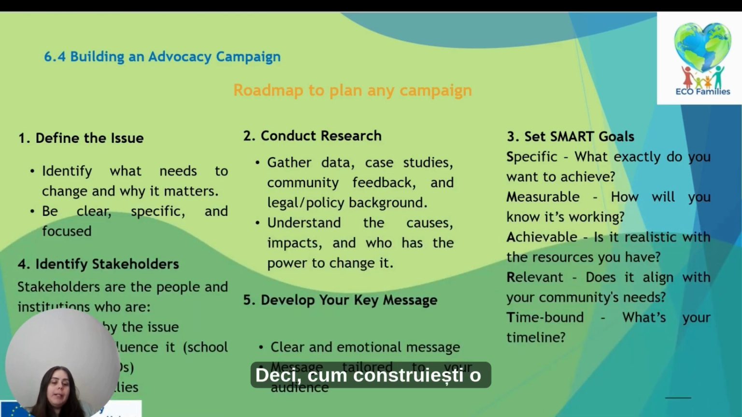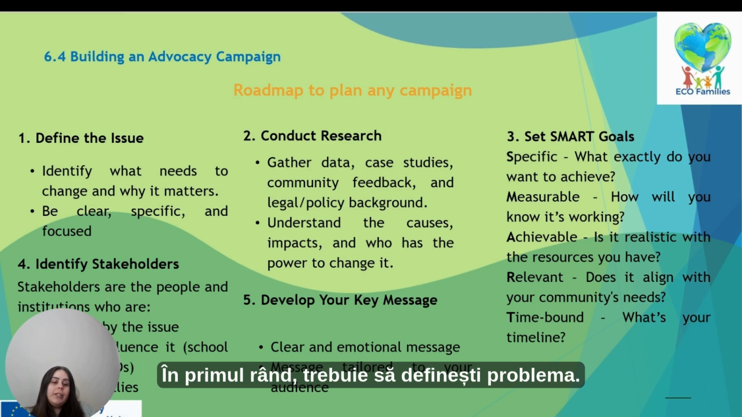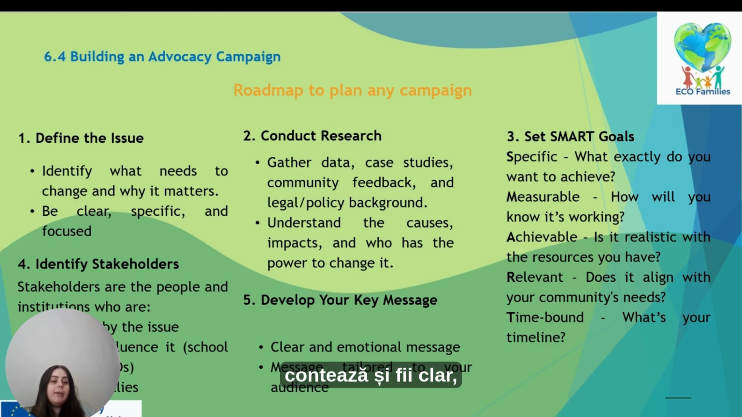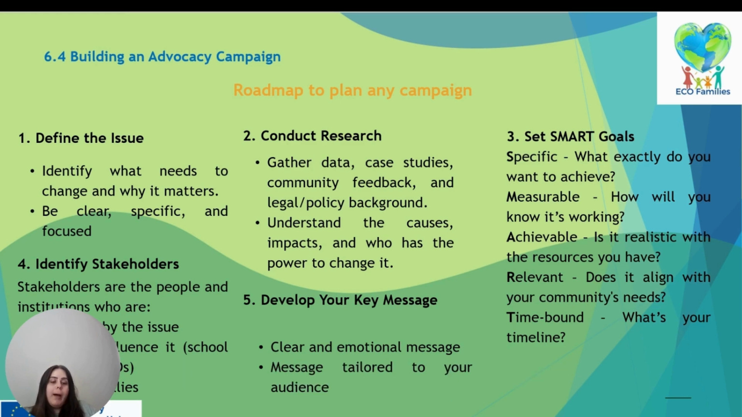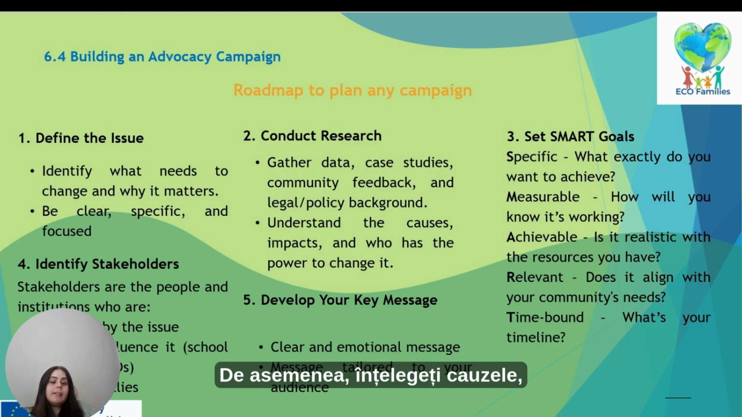So how do you build an actual advocacy campaign? Here is a step-by-step roadmap. Firstly, you need to define the issue. Identify what needs to change and why it matters, and be clear, specific, and focused. Then, conduct research, gather data, case studies, community feedback, and legal or policy background. Also, understand the causes, the impacts, and who has the power to change it.